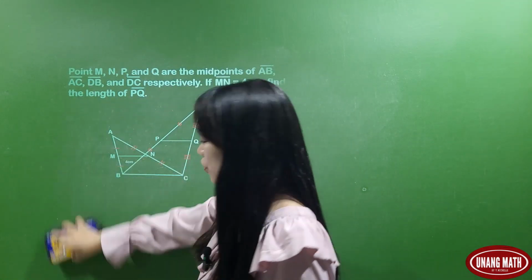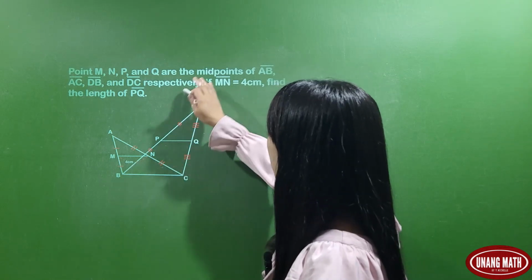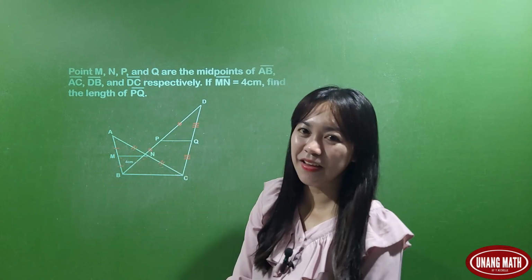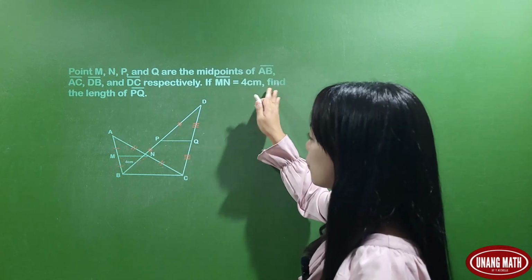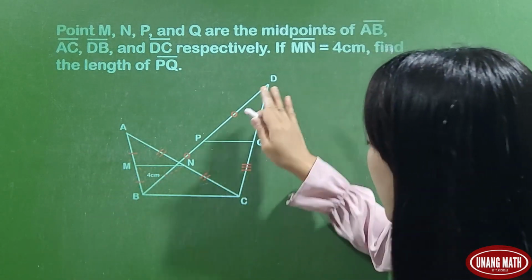Okay, let's have this first one. Points M, N, P, and Q are the midpoints of segments AB, AC, DB, and DC, respectively. If segment MN is 4 centimeters, find the length of segment PQ. So this is our figure.